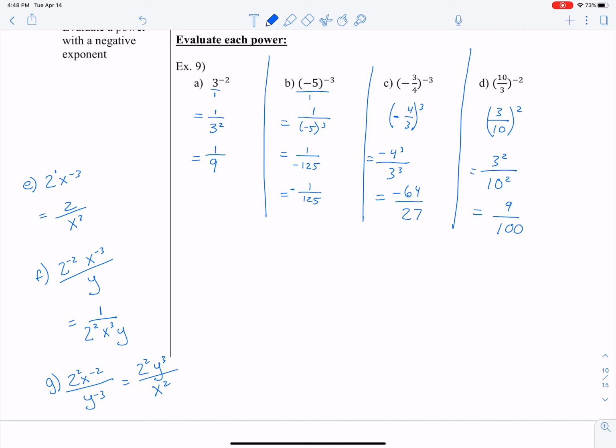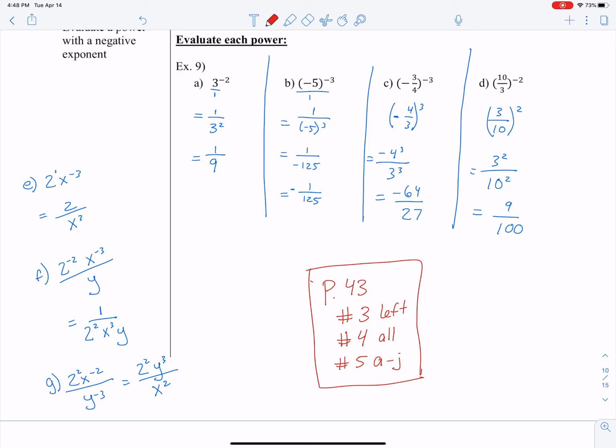All right, so that ends the notes for this section. So now you're going to go to page 43 and you're going to do number 3, the left-hand side, number 4, the whole thing, and then number 5, A to J. And that is the end of today's lesson, and that's the homework for the rest of this section.